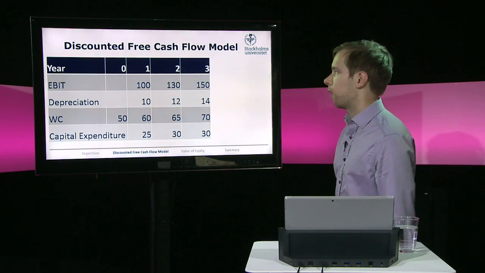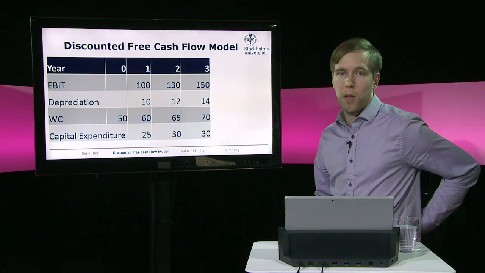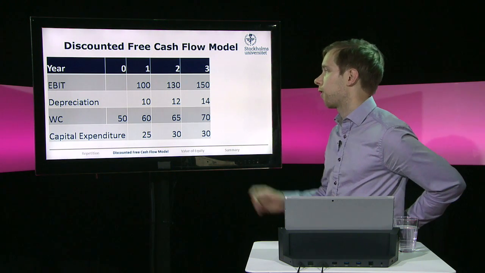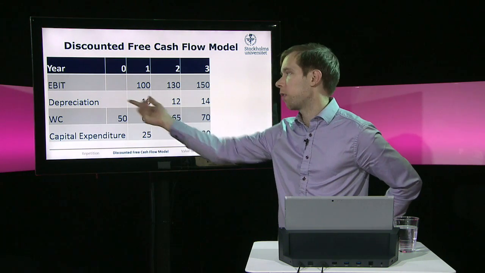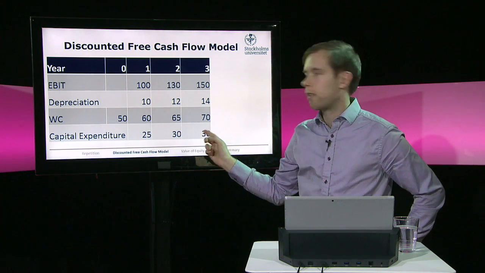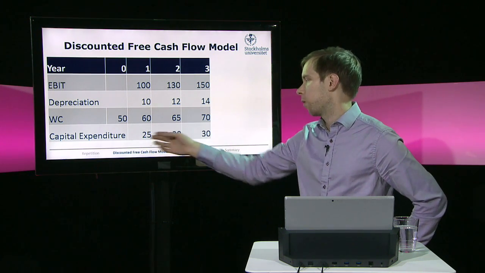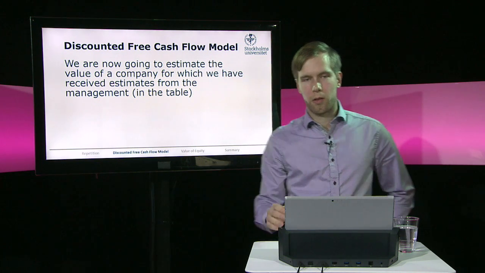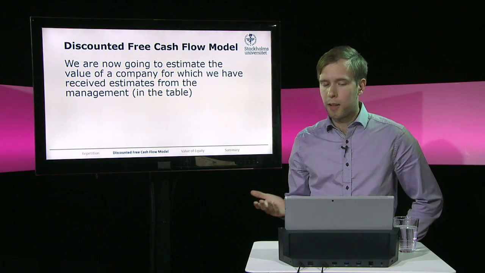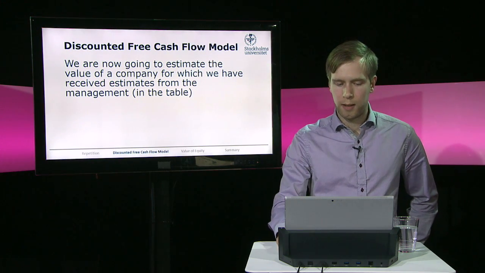Okay, so this is the example that we will use. We're looking at a company where we have received the following estimations. So we have estimations for the coming 3 years about how big EBIT is going to be, what the depreciation is going to be each year, how big the working capital is going to be in each year, and what the capital expenditure will be each year. So we're going to value this company, and we received estimates from the management, which we saw in the table.